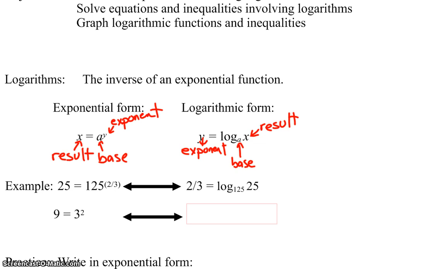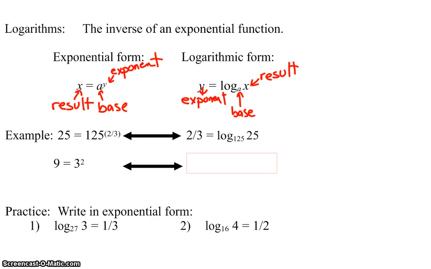So if you look at our first example, we had 25 equaled 125 to the 2/3. So my exponent was 2/3. That came first. And that equaled the log to the base of 125, and the result was 25. So 2/3 equaled log base 125 of 25.